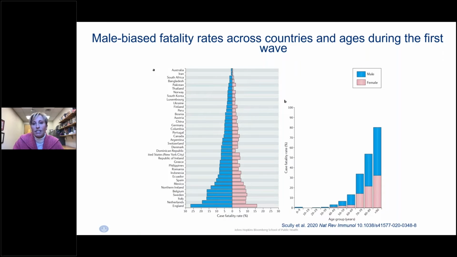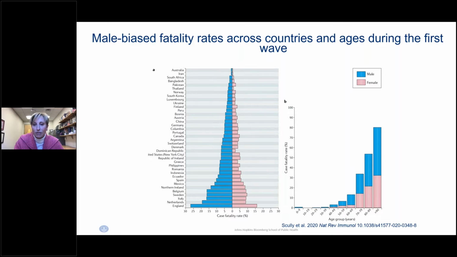When we looked at case fatality rates across diverse countries that were disaggregating their data, broken down by sex, what we observed was that whether these were countries that had an extreme case fatality rate or those with a less extreme case fatality rate, we were seeing roughly twofold increased rates of death among males as compared with females.